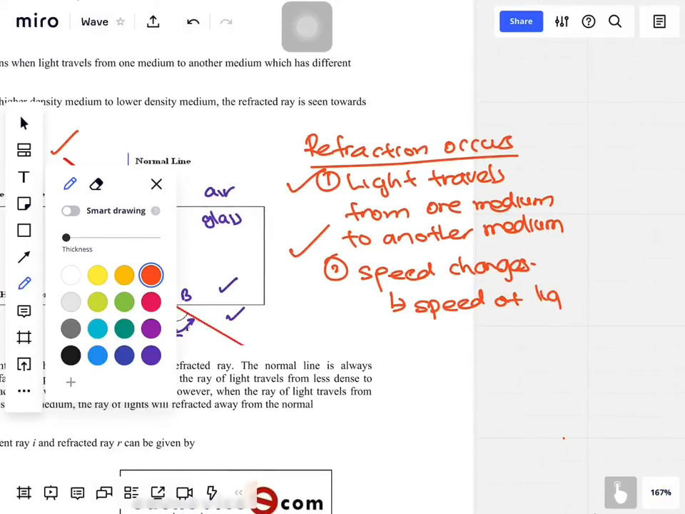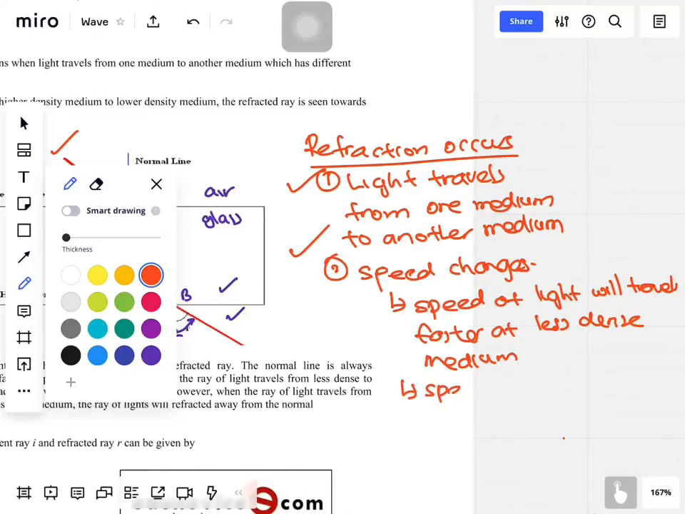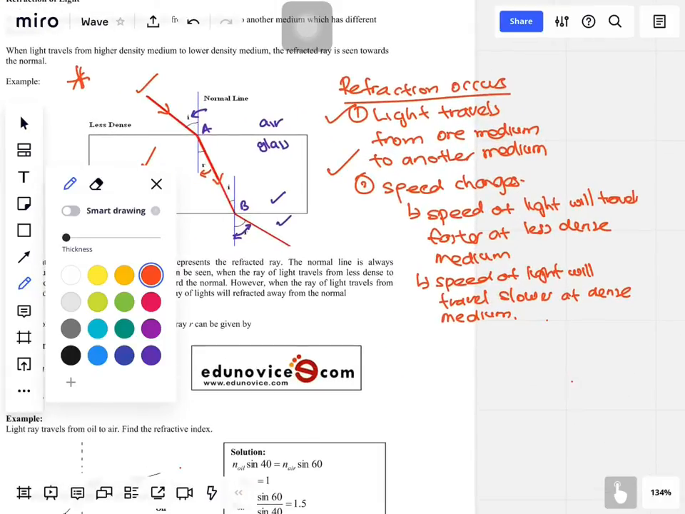Speed of light will travel faster at less dense medium. Speed of light will travel slower at dense medium. So this is really important, and it actually tells us a few things.